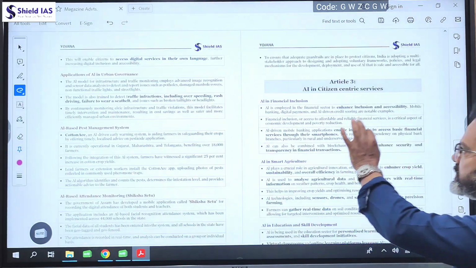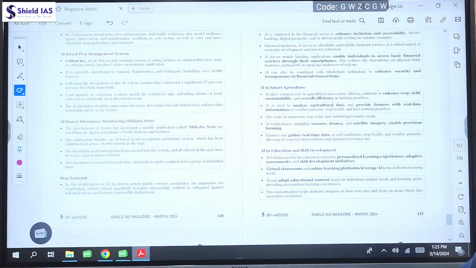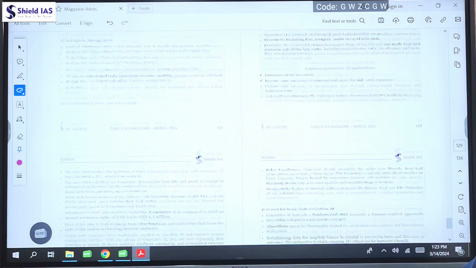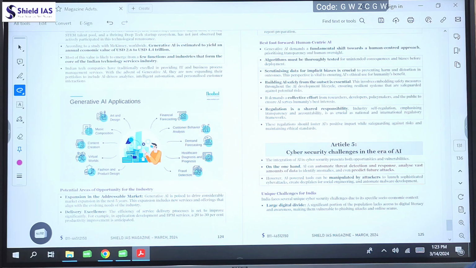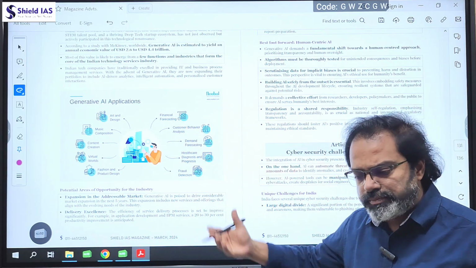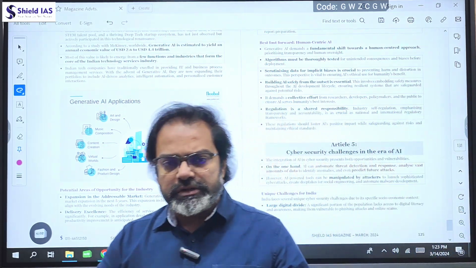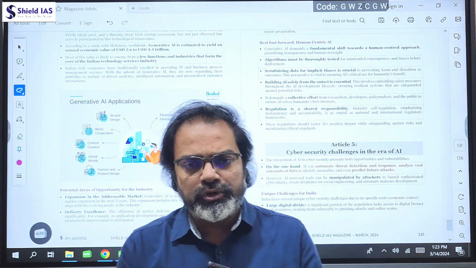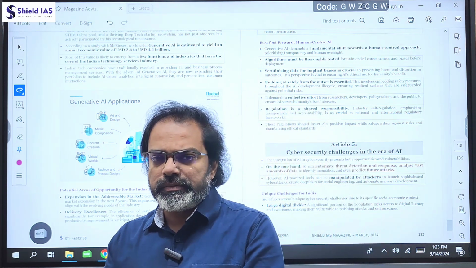Then comes AI in citizen-centric services, India's tech services industry, and how AI can be helping in cyber security, meeting cyber security challenges. So this is a magazine which is properly balanced, which can give you enormous inputs for your prelims as well as the mains examination.